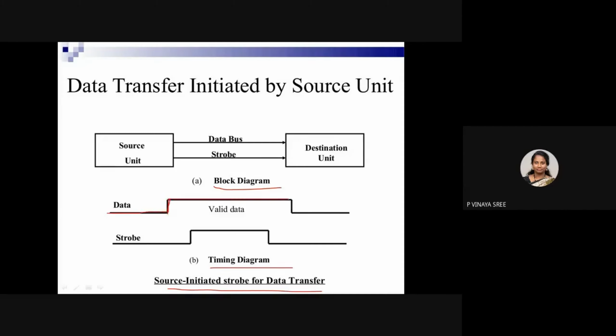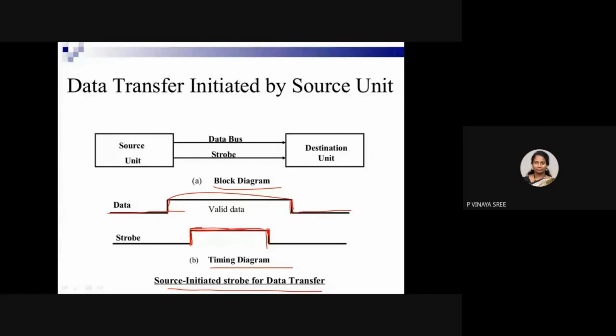After the data is on the data bus, it activates the strobe. After some time period, it activates the strobe, telling the destination unit that the data is valid. After some time period, it will disable the strobe. Once the strobe signal is disabled, the data on the data bus will be removed, so that the data bus can be used by other devices for communication.